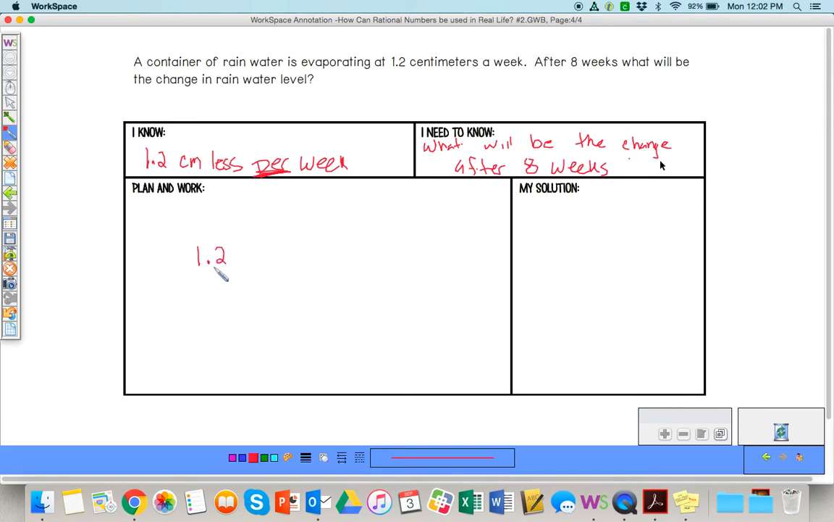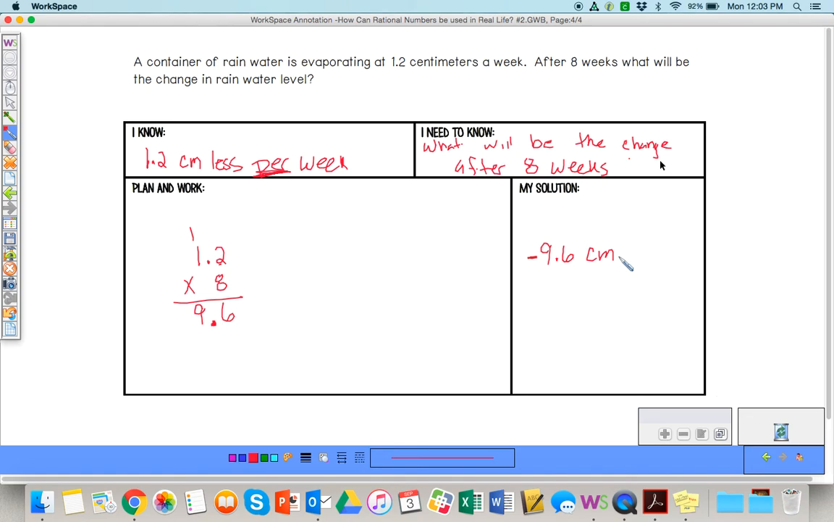So 1.2 times 8. Okay, 8 times 2 is 16. Carry the 1. 8 times 1 plus 1 is 9. We only have one number after a decimal point, so there's only going to be one number after a decimal point. Okay, so it's going to be a negative 9.6 centimeters. So what that means is after 8 weeks, there will be 9.6 centimeters less rainwater than there was at the beginning of the 8 weeks.